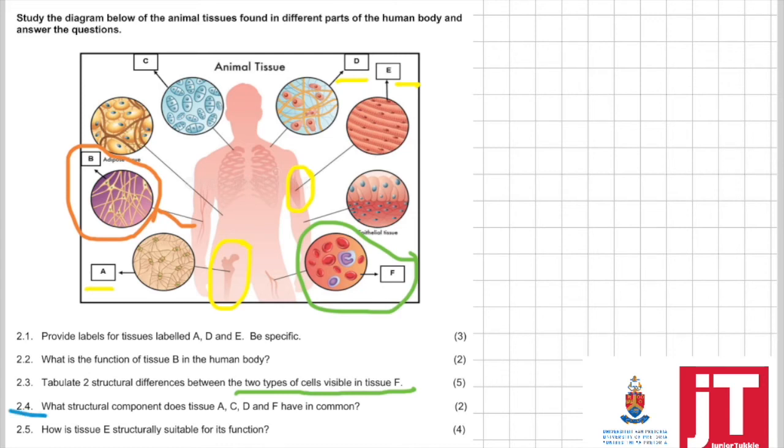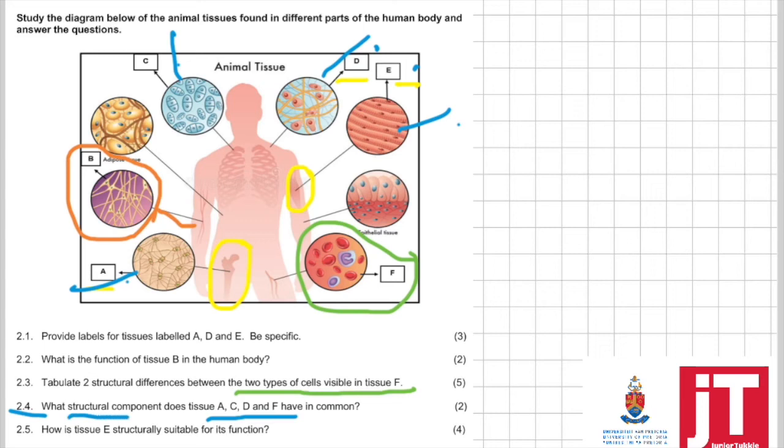Right, now let's get down to question 2.4. What structural component do tissues A, C, D, and F have in common? So A, C, D, and F. Now, that's a muscle. That's connective tissue. So muscle is also connective tissue. That's cartilage, also connective tissue. And A is bone tissue, also connective tissue. So A, C, D, and F are all connective tissue.